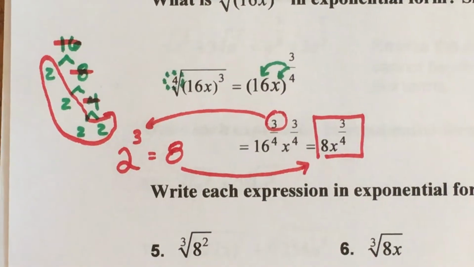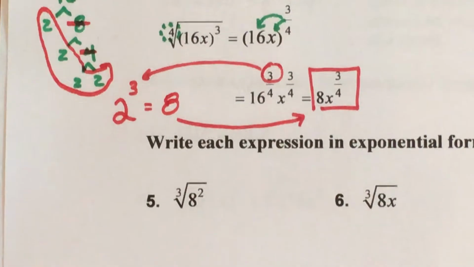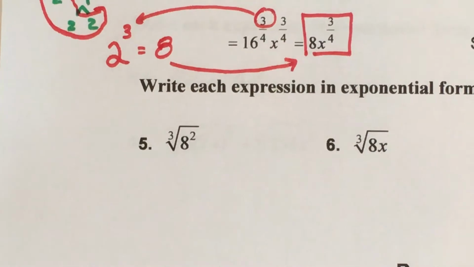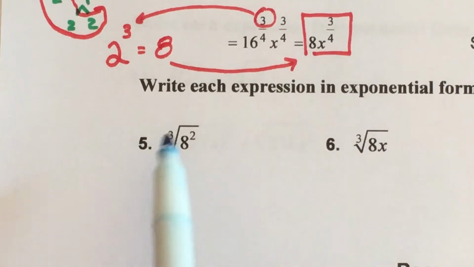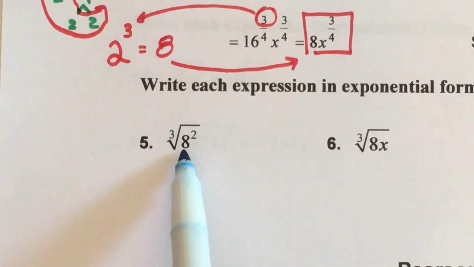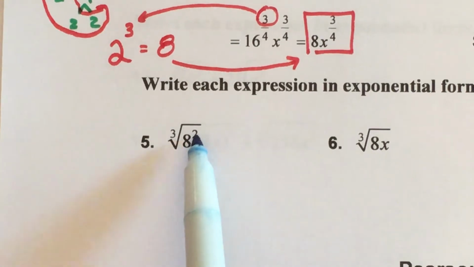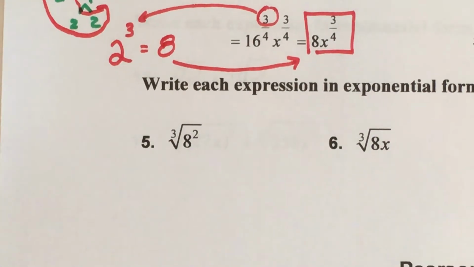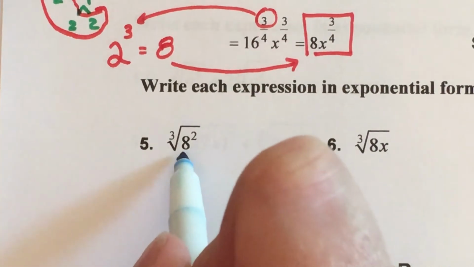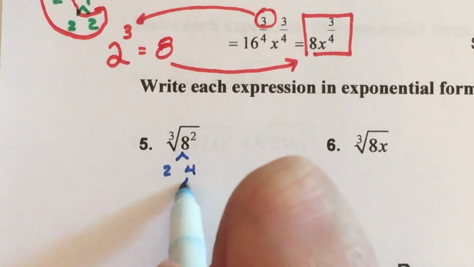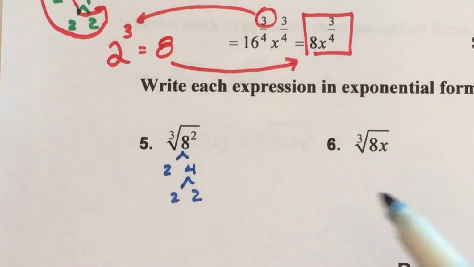Let's try number 5 together. Let's see what we can do. Number 5. We're discussing the cube root of 8 squared. Does 8 have a cube root? I think it does. 2 and 4 and 2 and 2.